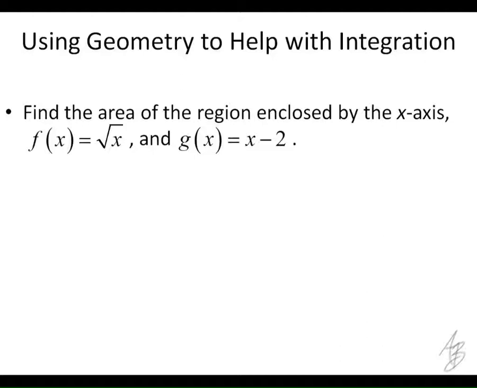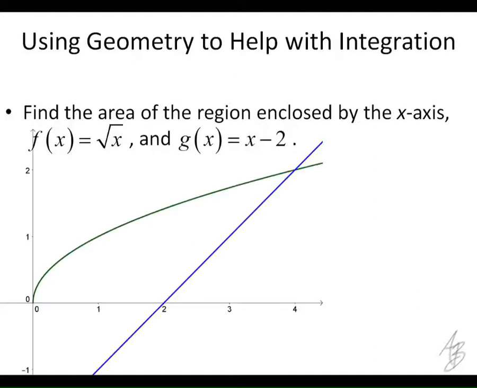So we've done it a few different ways. We've done it by partitioning and taking the upper function minus the lower function on both those partitions. We've done it by finding the area of two different regions and subtracting using integrals. We've done it by changing the variable to y. And now we're going to do it by using geometry to help.